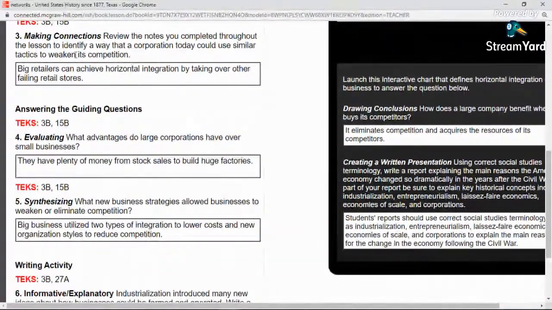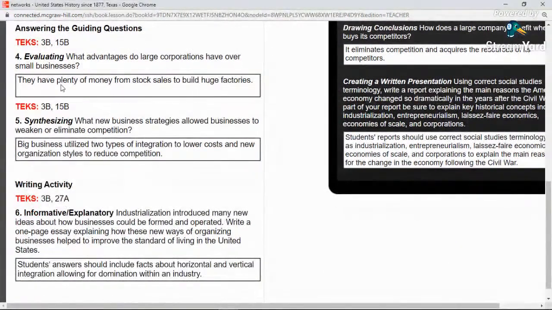Identify a way that a corporation today could use a similar tactic to weaken competition. Big retailers can achieve horizontal integration by taking over failing retail stores. So a big company will buy a company that's maybe not doing so well.